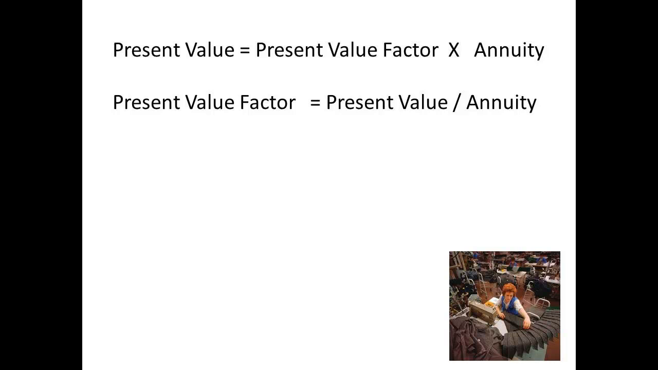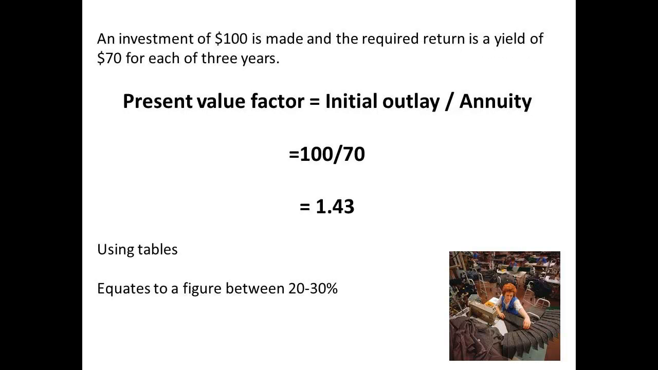The present value is equal to the present value factor multiplied by the annuity. So, to determine the present value factor, we divide the present value by the annuity. If an investment is made of $100 that requires a yield of $70 for each of 3 years, then we can calculate the present value factor by dividing 100 by 70, which gives us a value of 1.43. Using tables to look up a value of 1.43 over 3 years, we get a rate of return figure of between 20 to 30%.